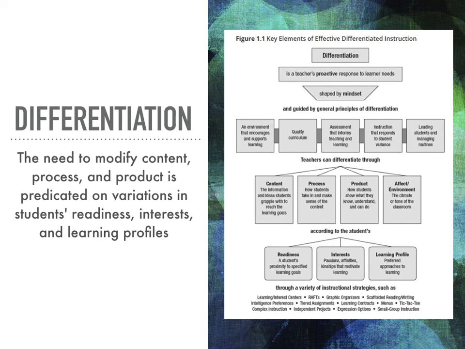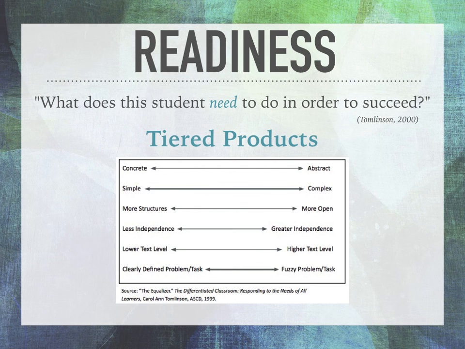We know that differentiation is making modifications according to student needs, and this is planned by taking three things into account, and that is students' readiness, interests, and learning profiles. So planning product differentiation based on student readiness forces us to stop asking, what can the student do, and instead ask, what does the student need to do in order to succeed?